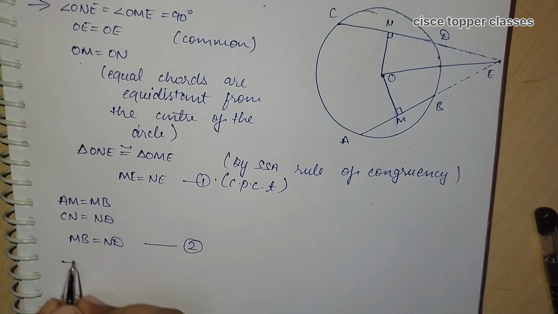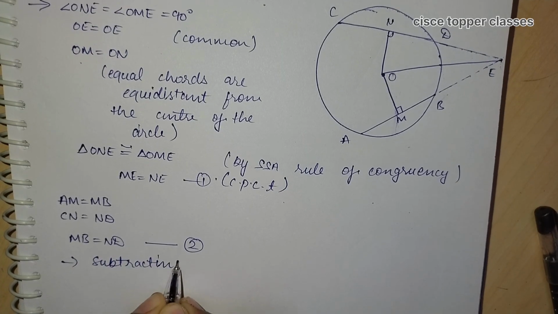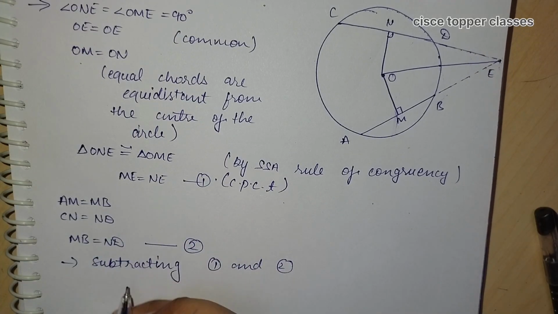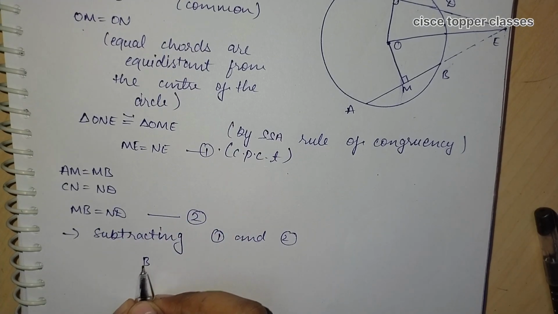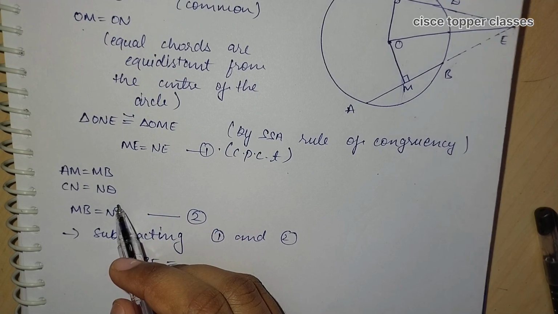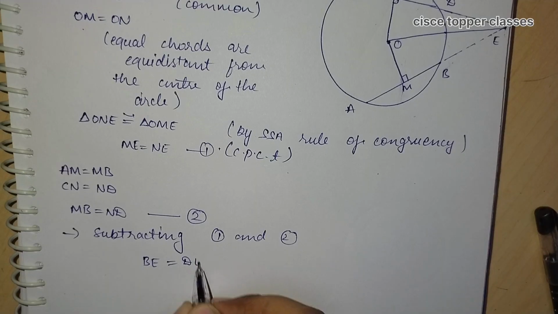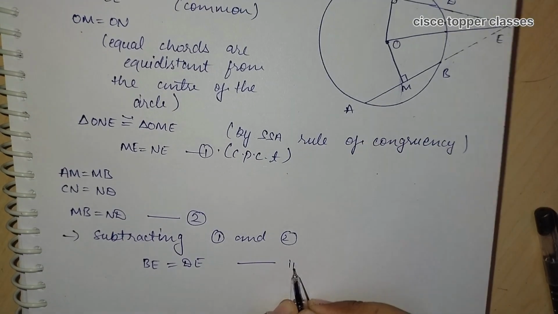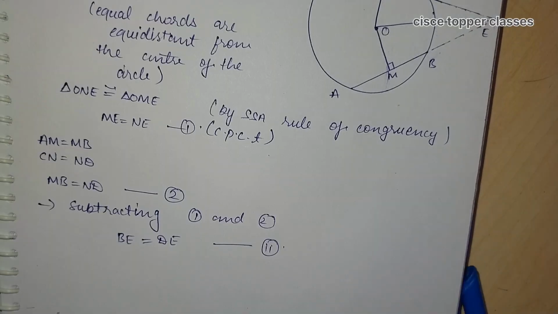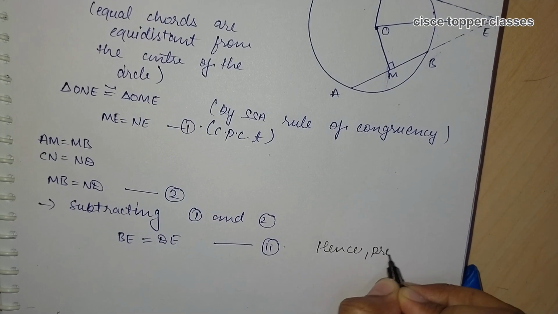Now we will subtract first and second. Subtracting first and second, we get ME minus MB, which is BE, and NE minus ND, which is equal to DE. And this is what we have to prove in the second part of this question: BE is equal to DE. Hence proved. So this is the solution of the second part.